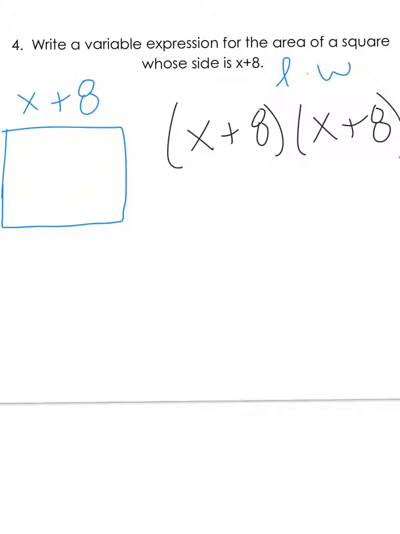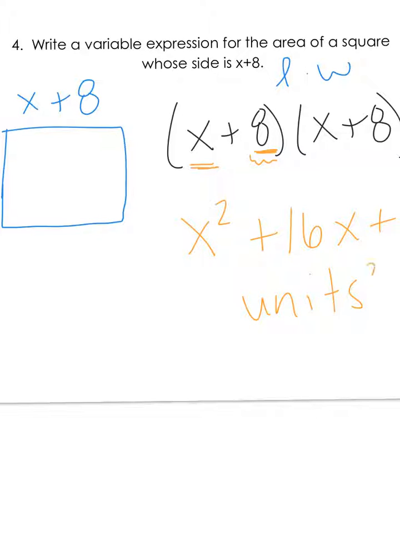And I could FOIL, I could use the box method, or I could use the special products rule that we learned about, which is a lot simpler and can do that in my head. I don't have to show as much work. So I'm going to go ahead and do that right now. And I know with the special products rule that I want to square my first term, which is x, and get x squared. For my middle term, take the product of my first term times my last term times 2. So 8 times x times 2 will give me 16x. And for my last term, I want to square my last term, which is 8, and get 64. And then since I found area, I'm going to label this units squared.